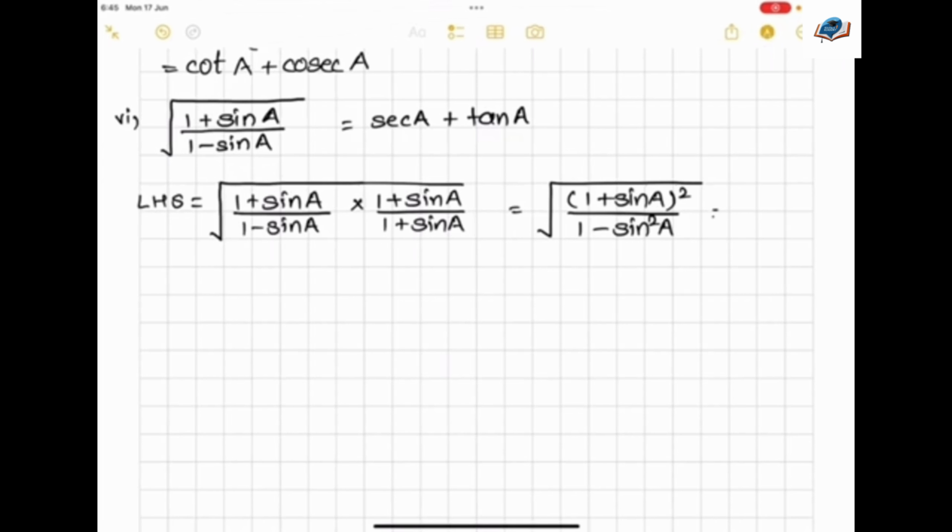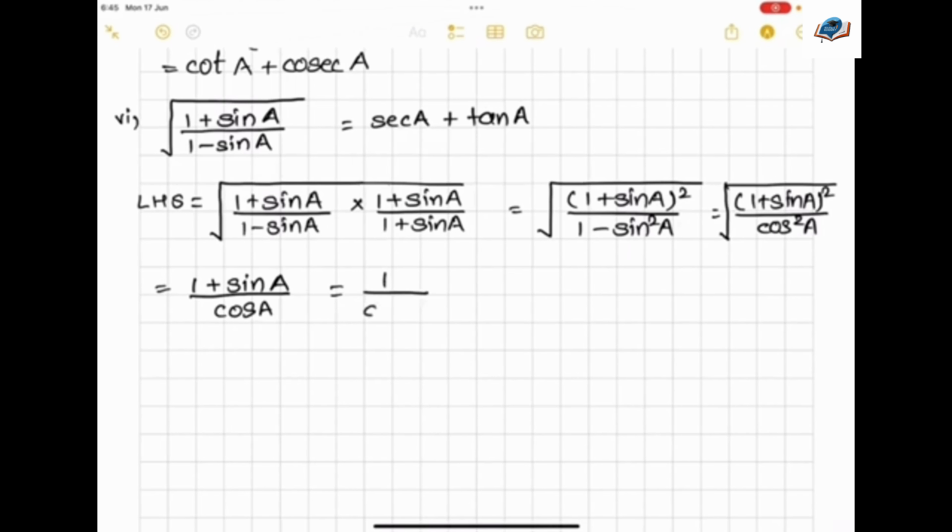So that will be equal to root of 1 plus sin A whole square upon cos square A. So that will be equal to, now if I remove the root, sorry, the bracket, I will get 1 plus sin A whole upon cos A. Now cos A I am splitting up. I am making the denominator below both of them. So 1 upon cos A plus sin A upon cos A. So 1 upon cos A will be sec A and sin A upon cos A will be tan A. So I got RHS.